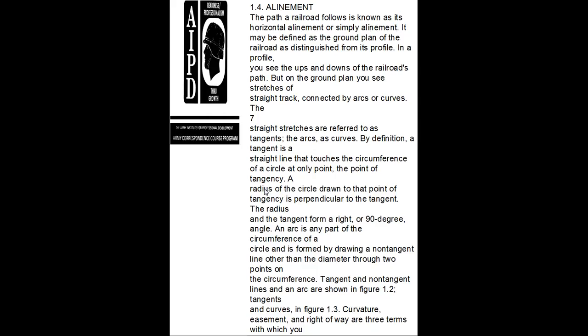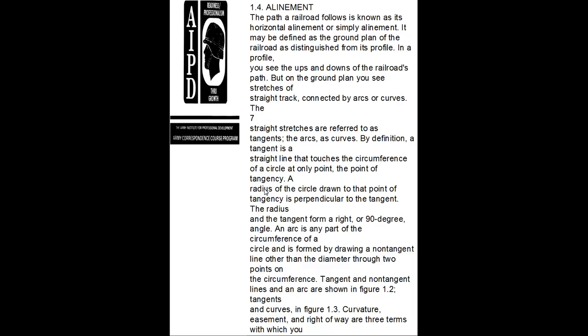1.4. Alignment. The path the railway follows is known as horizontal alignment, or simply alignment, and it may be defined as a ground plan of the railroad, as distinguished from its profile. In a profile you see the ups and downs in the railroad path, but on the ground plan you see stretches of straight track connected by curves. The straight stretches are referred to as tangents.